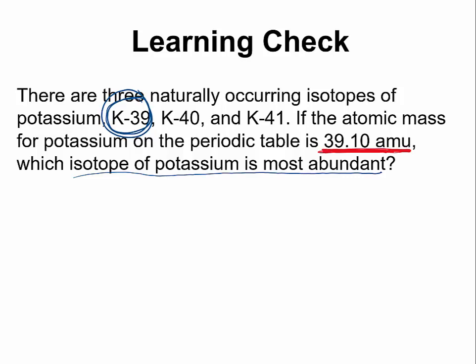It is the one that is the closest to the atomic mass in the periodic table, and it makes sense. Don't forget, we are using weighted averaging. The isotope with the largest abundance will have the largest weight in the average. So the answer to this is potassium 39.